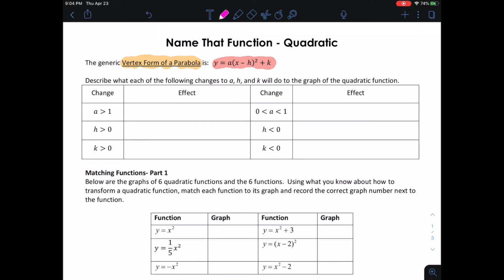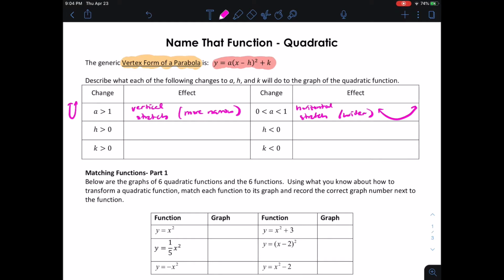So what do you notice happens when a is greater than 1? We get a vertical stretch. Essentially, your graph is going to look more narrower, right? And when a is between 0 and 1, you get what we call a horizontal stretch. In other words, your graph will look wider. So it'll look maybe more like this. A little bit of exaggeration just so you can see the difference, okay?